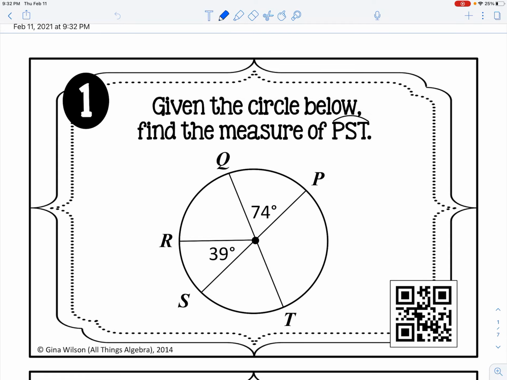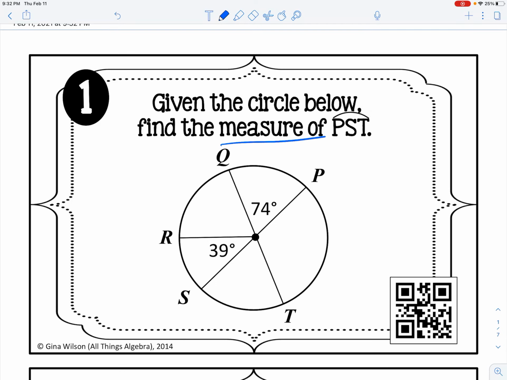Okay, for this one, we're doing the measure. So that means we're talking about just finding the angle. And so PST, we'd start at P, go to S, and then to T. So P, go around to S, and then to T. So we're talking about that whole angle right here. So from there to there, all the way around there.